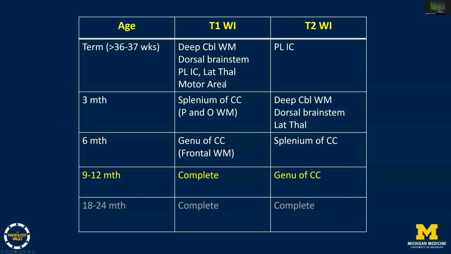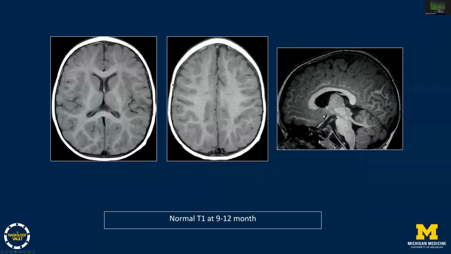At 9 to 12 months, realize that the T1 weighted images are almost complete and that we see very nice and robust myelination in the splenium, in the genu, and also in the peripheral white matter of both frontal and parietal lobes. So this is almost complete myelination as you would see in any older child or even adult for that matter. And then on the sagittal weighted image, we can see dramatic change in that corpus callosum where it's completely myelinated and we can appreciate all the different structures or the regions of the corpus callosum.